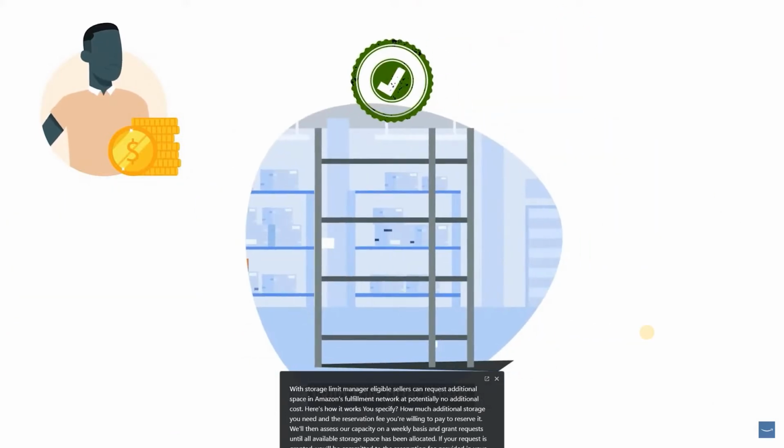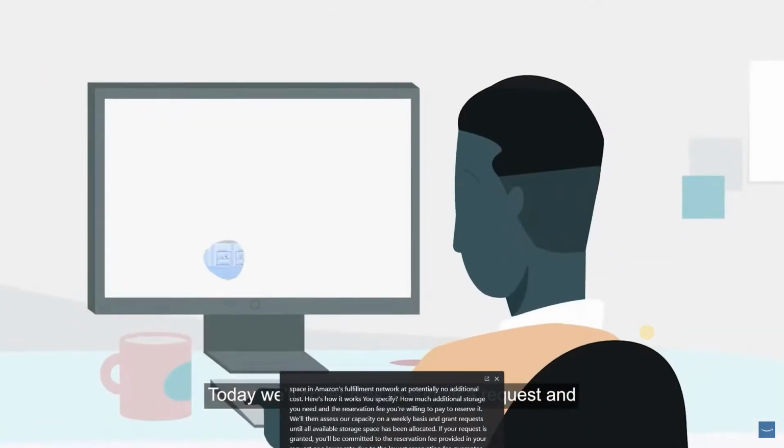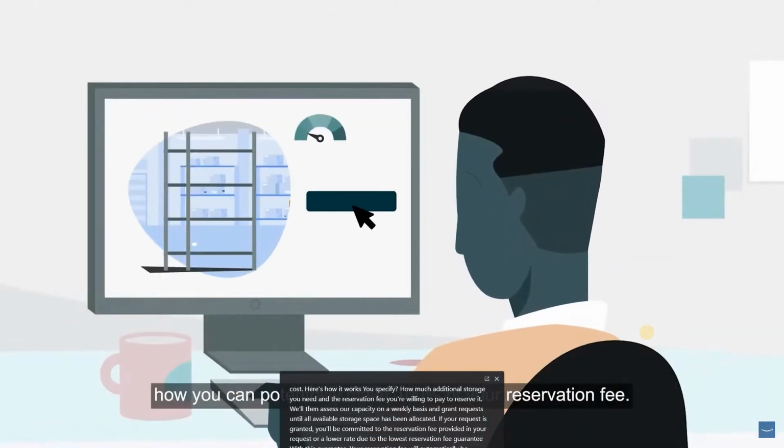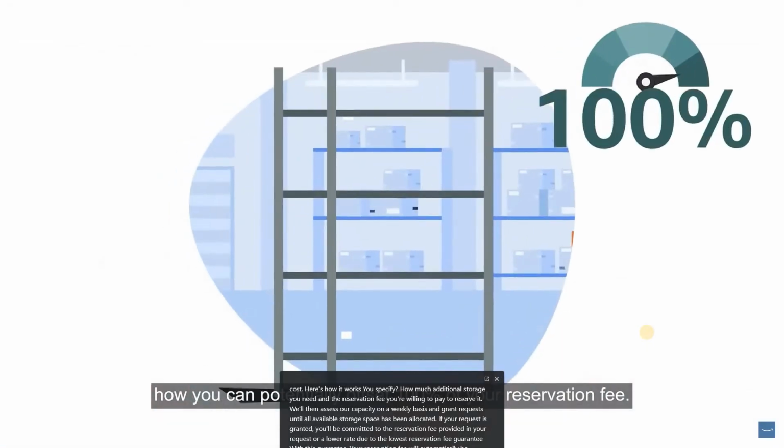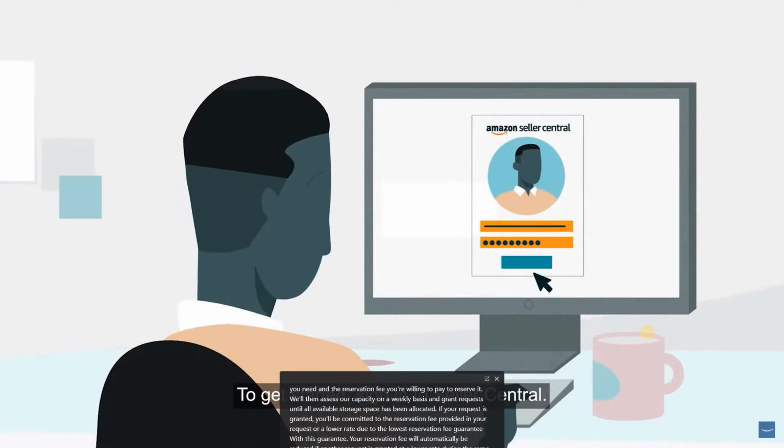With this guarantee, your reservation fee will automatically be reduced if another request is granted at a lower rate during the same period. Today we'll cover how to submit a request and how you can potentially offset 100% of your reservation fee. To get started, sign into Seller Central.